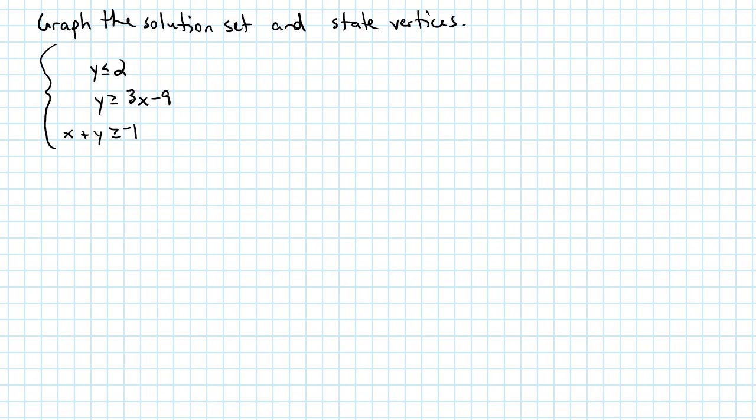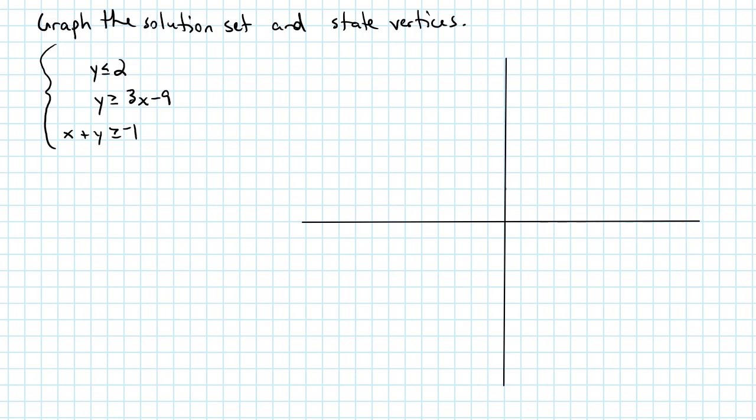Okay. Let's go ahead and set up our plane over here, because we know we're going to graph this in a plane. Alright. Now we need to graph all three of these. Luckily, all three of these have equals in the inequality. So that means all the boundary lines will be solid, not dashed. So let's start with y is less than or equal to 2.